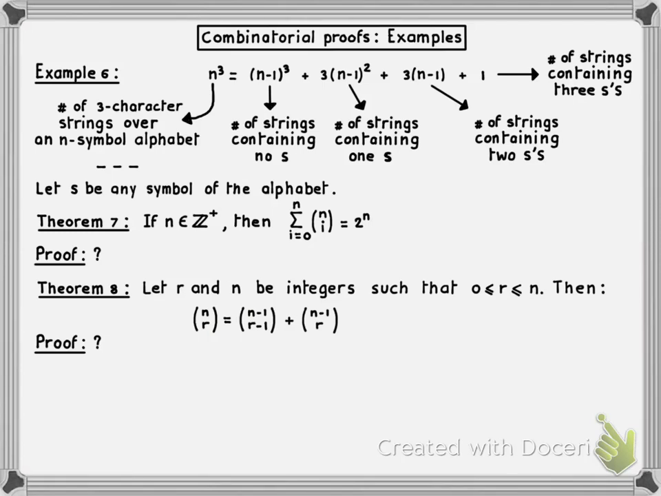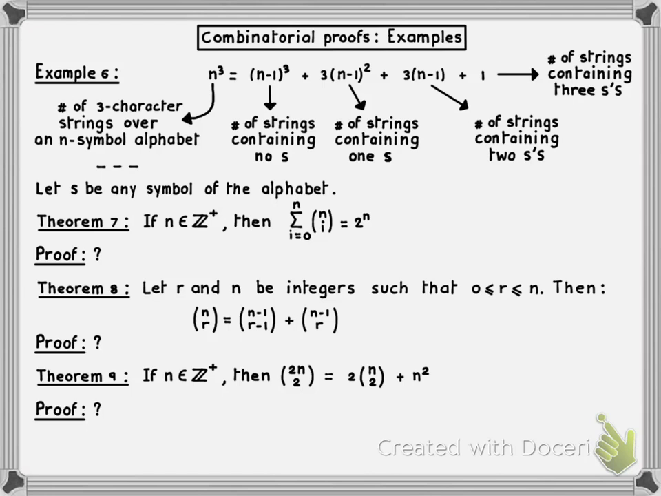Now, let's turn to another theorem. It says, if n is a positive integer, then 2n choose 2 is equal to 2 times n choose 2 plus n squared. So I want you to go ahead and find a combinatorial proof of this theorem, which means I want you to find a counting problem whose solution, whose answer, is one of these two expressions. So why don't you pause the video and figure out this first step in the proof.